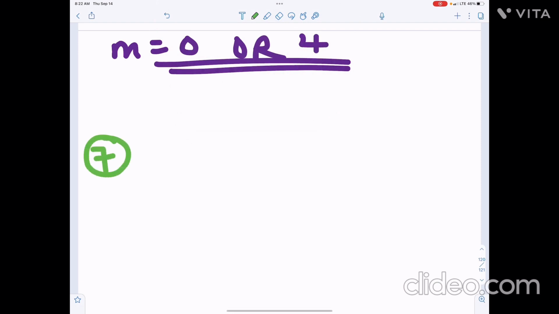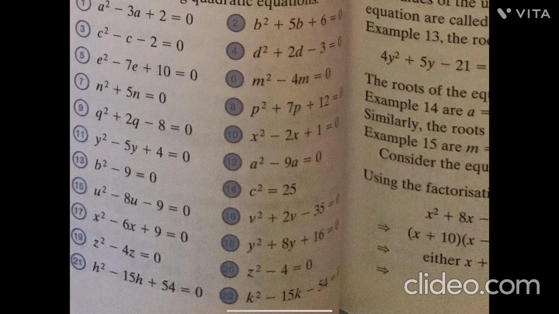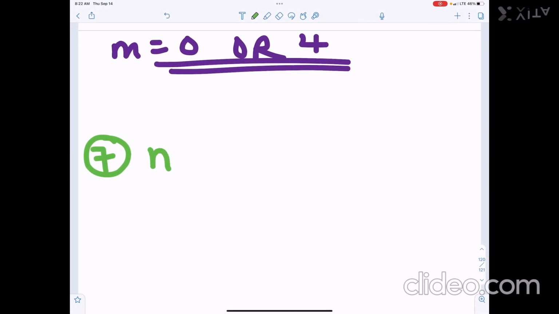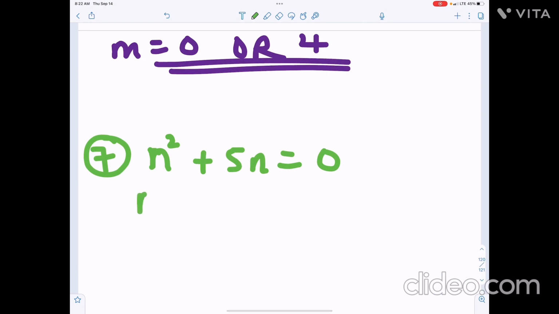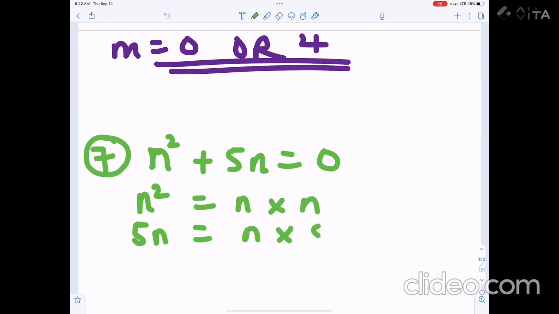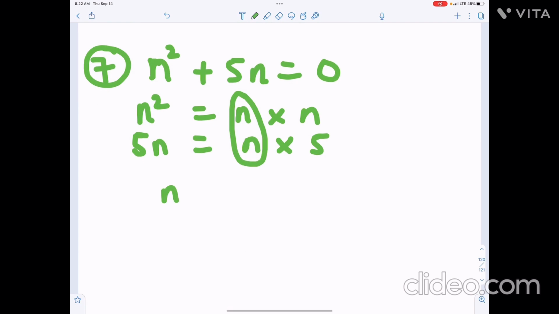Number 7. Question 7 says n squared plus 5n is 0. This is the same thing. Let's factorize. n squared is n times n. 5n is what? n times 5. So the common factor is n. So n times (n plus 5).